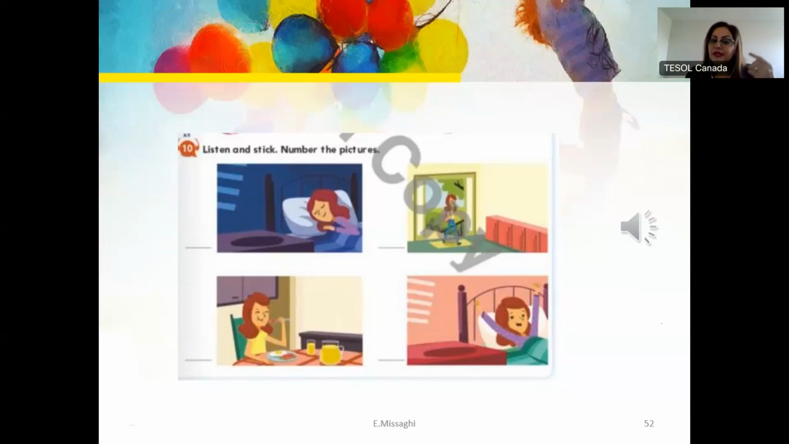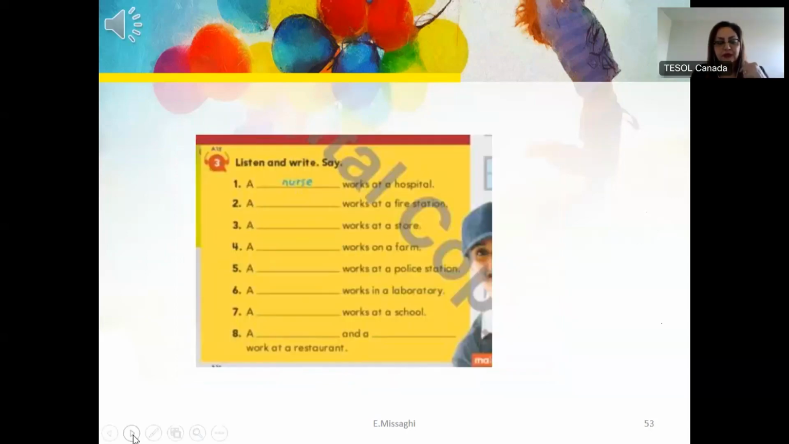So they need to understand the whole conversation, the whole audio to order the picture. That's top-down practice. Good? That's top-down. But here, look at this practice.